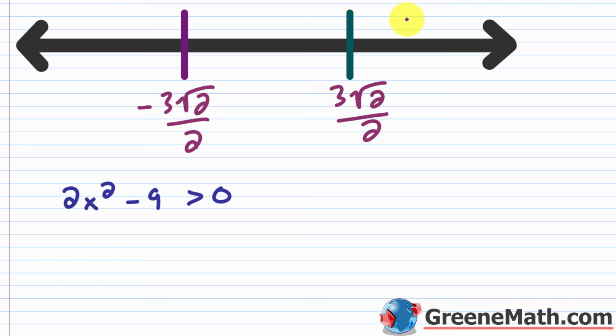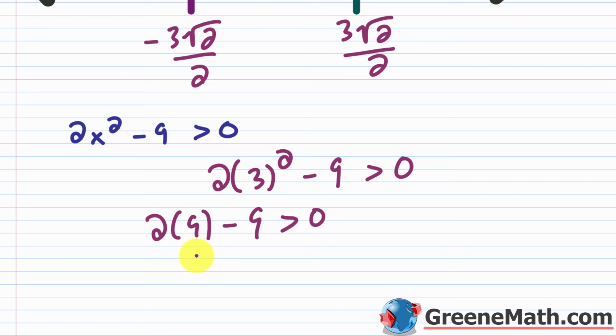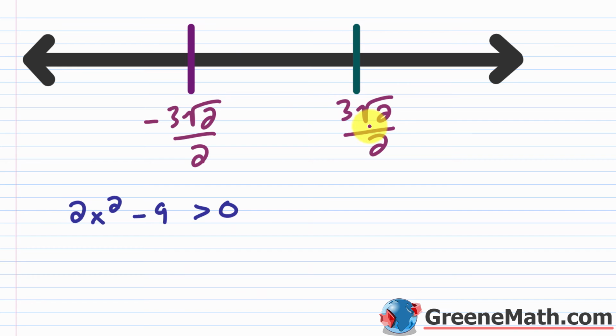So let's just go ahead and check things here. You could pick something like, let's say 3 if you wanted to. So I would have 2 times 3 squared, and then minus 9 is greater than 0. So 3 squared would be 9. So this would be 2 times 9 minus 9 is greater than 0. 2 times 9 is 18, so 18 minus 9 is greater than 0. And this would be 9 is greater than 0, which is true. So I can say that x values that are greater than 3 times square root of 2 over 2 will work in this inequality. Again, you don't need to check this and you don't need to check this because no matter what you get, it's irrelevant to what you're working on.